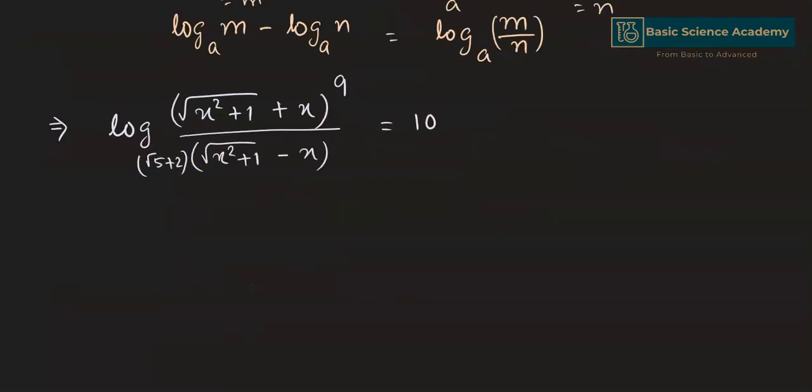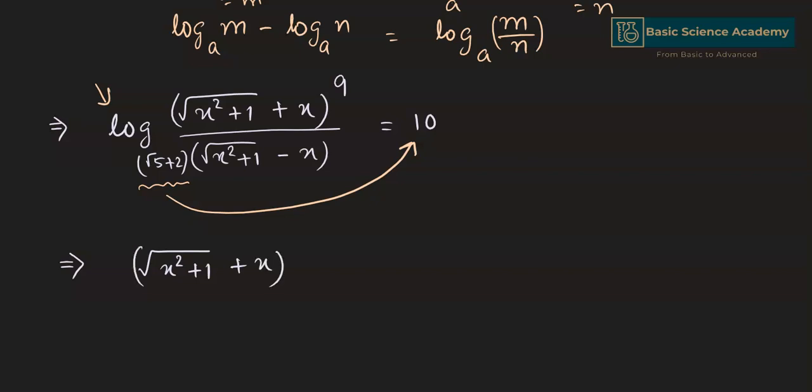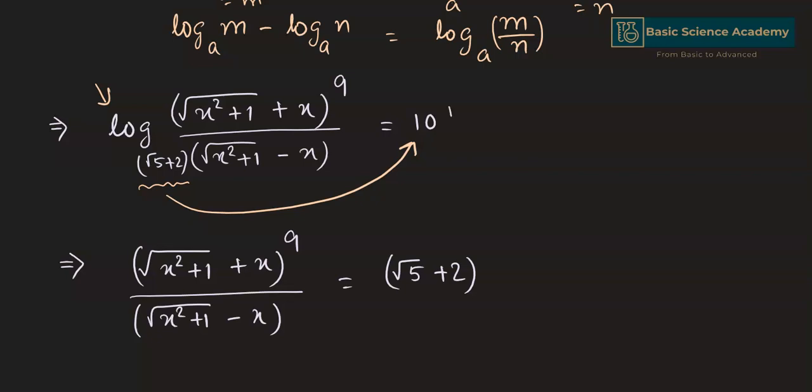According to the definition of log, if we want to remove this log, we have to bring this base to the right side and raise it as a power of 10. Now the equation becomes square root of x square plus 1 plus x to the power of 9 divided by square root of x square plus 1 minus x equals square root 5 plus 2. This is our base to the power of 10.